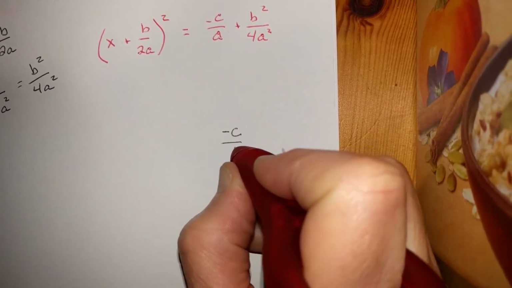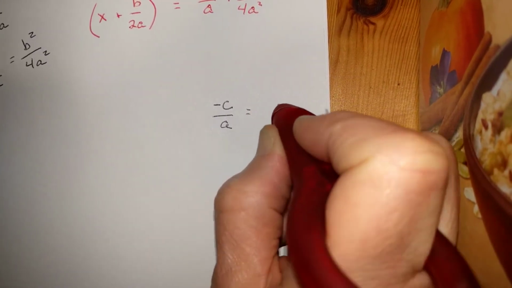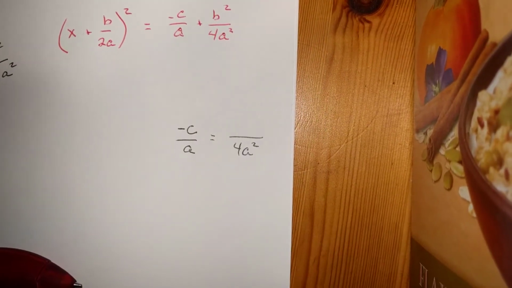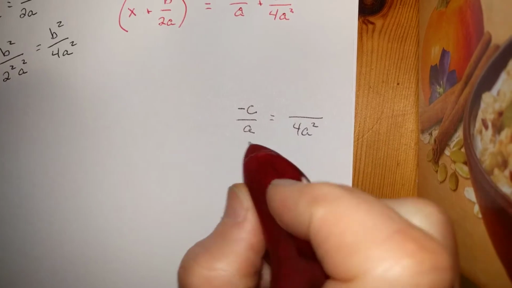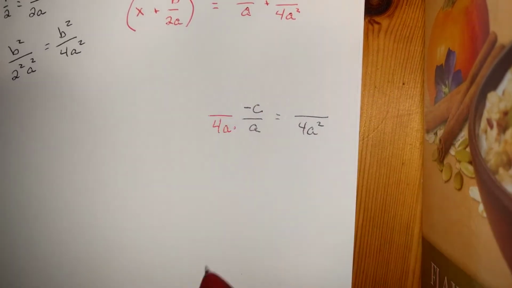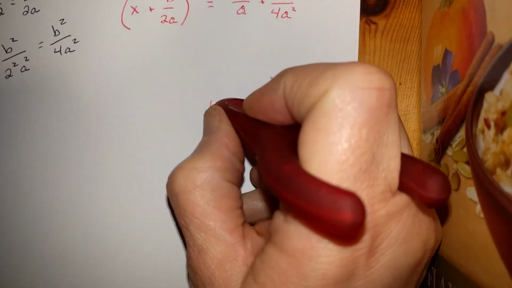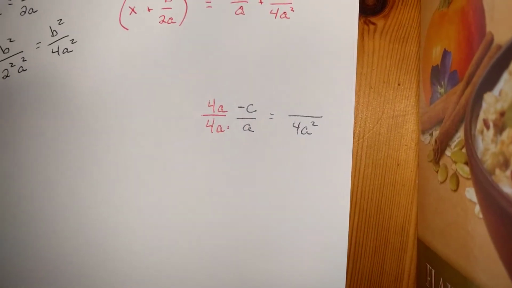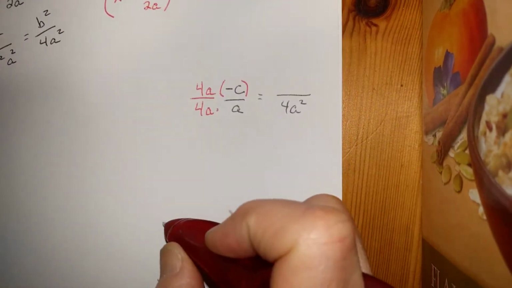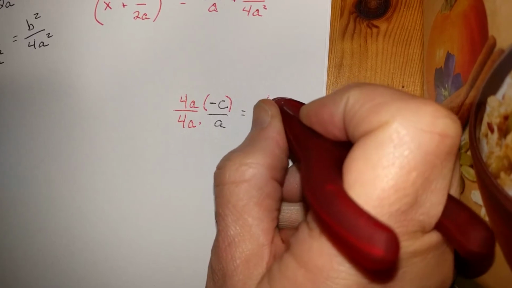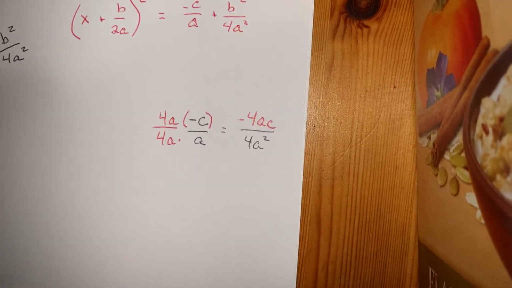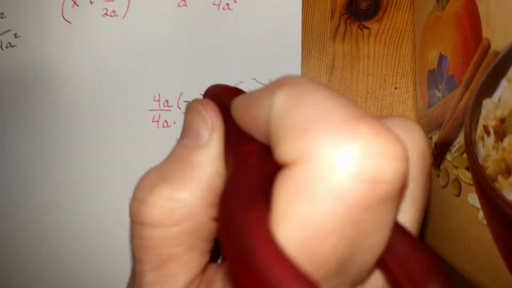So I would have negative c over a. I want to write it as an equivalent fraction with 4a squared as my denominator. Looking at that, I can see that I'm going to have to multiply my a times 4a to make it equal to 4a squared. And of course, if I multiply the denominator by 4a, I must also multiply the numerator by 4a. This will give me negative 4ac in my numerator.